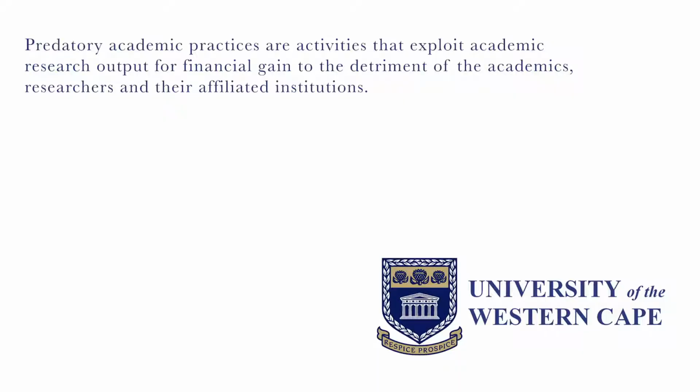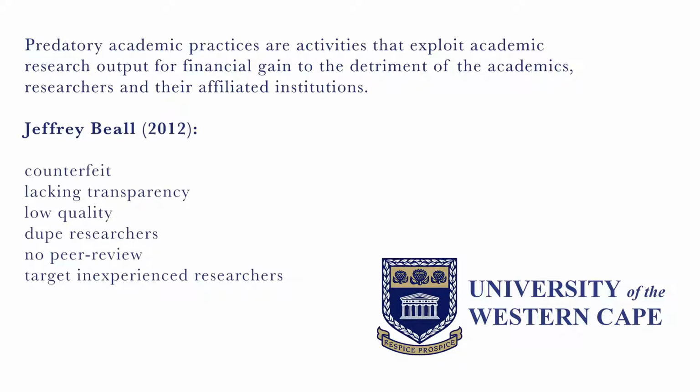Predatory academic practices are activities that exploit academic research output for financial gain to the detriment of the academics, researchers, and their affiliated institutions. Predatory publishing was first described by Jeffrey Beall in 2012. He described the publications as counterfeit, lacking transparency, and low quality. Their sole purpose is to dupe researchers into paying publishing fees without providing peer review.